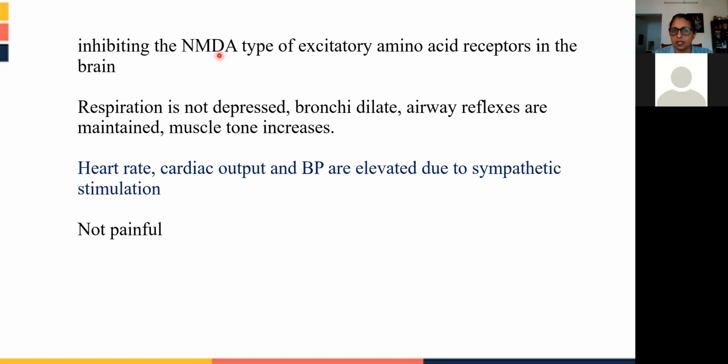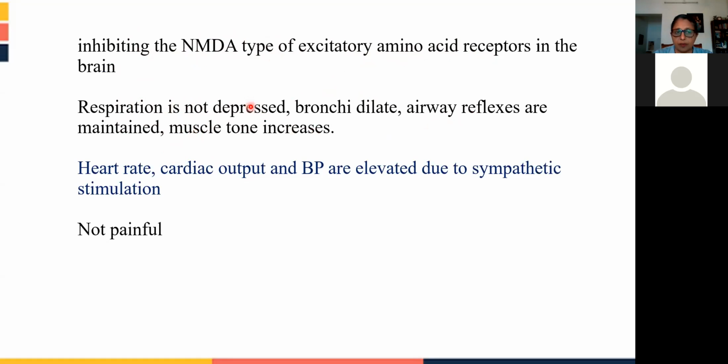What is the mechanism of action? The other drugs I was telling you about act through GABA, but this inhibits the excitatory amino acid NMDA type receptors. So it is an NMDA receptor antagonist. And what are the features? It is a very important, very good drug. Respiration is not depressed. Bronchi will be dilated, so it is useful in bronchial asthma. Airway reflexes are maintained. Muscle tone increases.